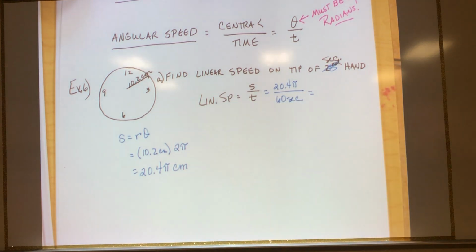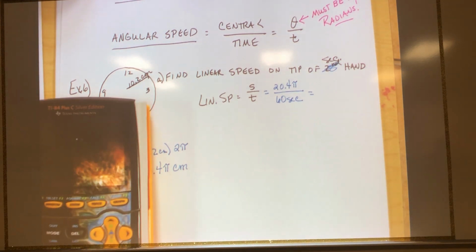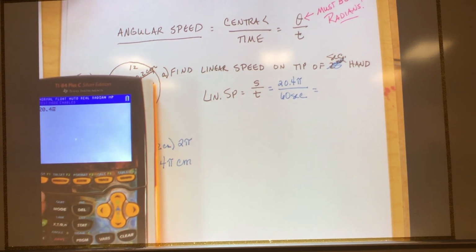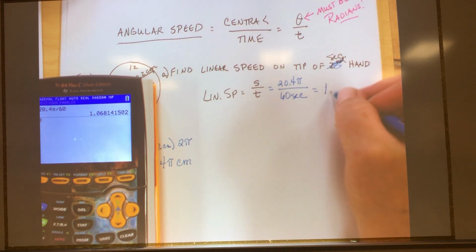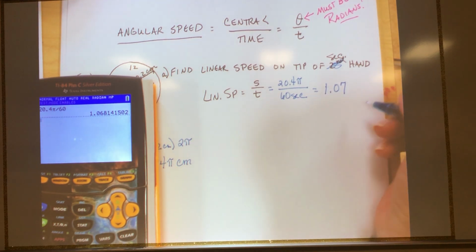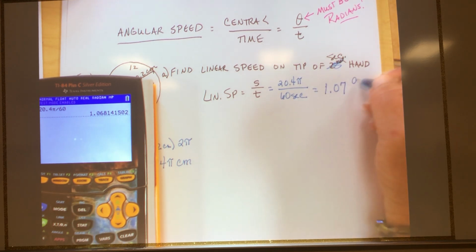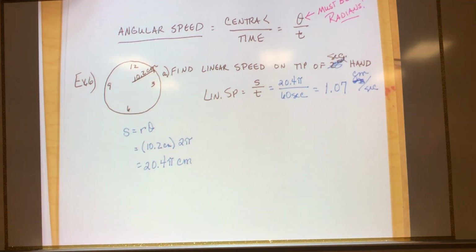All right, so I'm going to divide this out in my calculator, okay? So I'm just going to take 20.4 pi and divide it by 60. And there is my answer, 1.07. 1.07 what? Remember I said you had to have your rate on there. So, centimeters. Very good. Centimeters per second, okay? Centimeters per second.